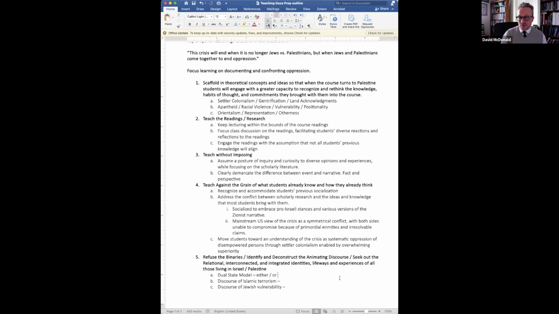Number 3 is teach without imposing. And this is difficult because students will often think that no matter what you're saying, it comes from a place of bias. And this is where you have to assume a posture of inquiry and curiosity to students' opinions and experiences while continually focusing on the actual events, the readings, the scholarly literature, the things that can be verified, and clearly demarcate the difference between event and narrative.